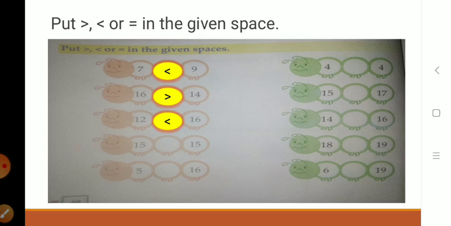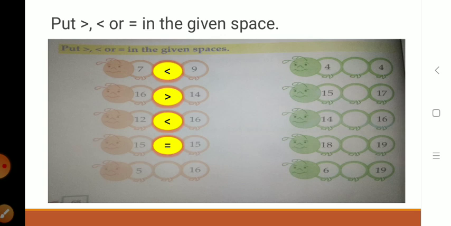Now, see the next example: 15 and 15. Both numbers are equal. When you want to denote that the numbers are equal, what sign will you use? It is the equal to sign. So put the equal to sign here. How will you read it? 15 is equal to 15.